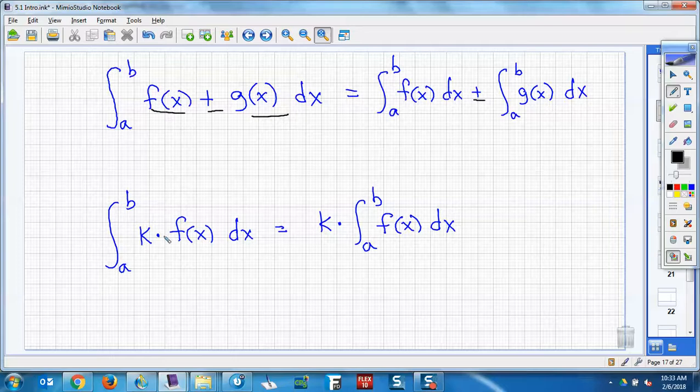Also, if you have a constant sitting out in front of a function, like if you have 3 cosine x, we always say in derivatives that the 3 just hangs out there. Well, same thing here. Not only does it just hang out there, we can actually pull it out and outside of the integral. And that's advantageous as well. Okay, I'll show you an example right now. Everybody got that? Those are 2 really important rules that'll just become second nature for us eventually: we can split apart an integral, and if we got a constant here, we can just pull it out.